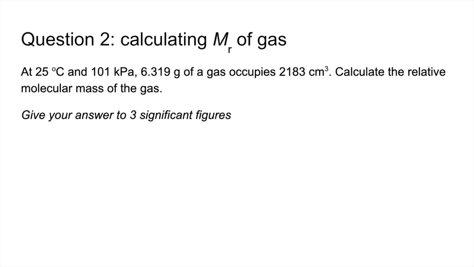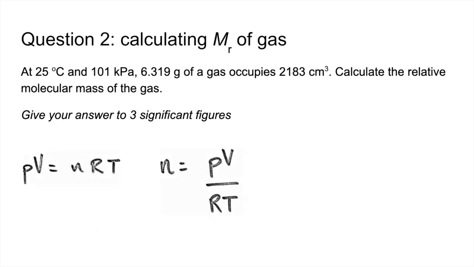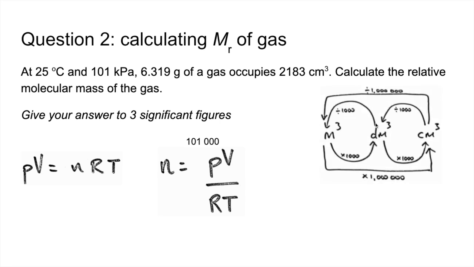So question 2 now, this one looks at how to calculate the Mr of a gas. Again, if you want to pause the video, have a go, and then play on when you're ready. So ideal gas equation, and then rearrange for the moles. We want to calculate the moles of gas. We've got the mass, and we can work out the Mr from that. So the numbers, the pressure, 101,000 pascals. Volume now, we'll get the diagram back up for the conversion. So we'll go from cm cubed to meters cubed.